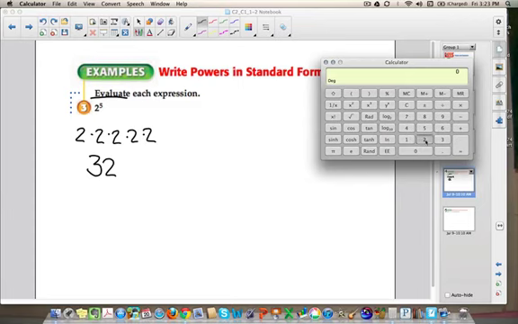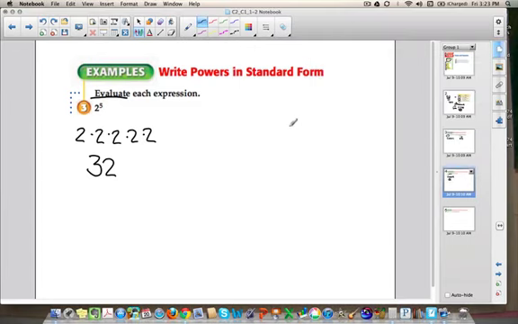So I'm going to type in 2, and then I'm going to push this button, y to the x power, and I'm going to type 5. What I'm doing is I'm telling the calculator that I'm putting 2 to the 5th power, and I push the equal button, and look, we get 32. So again, in order to do that, I'm using this button right here on the calculator. So that's how you go about evaluating each of these expressions. Remember, evaluate just means to find the value of something.